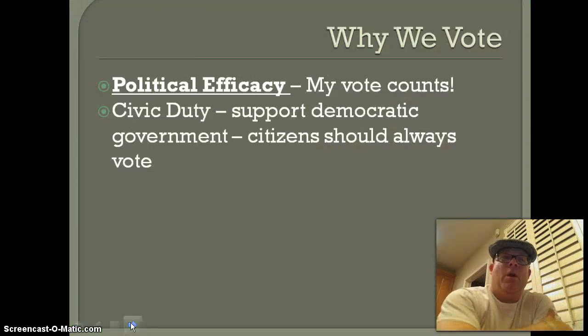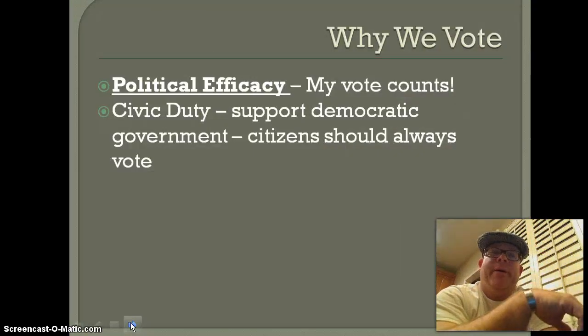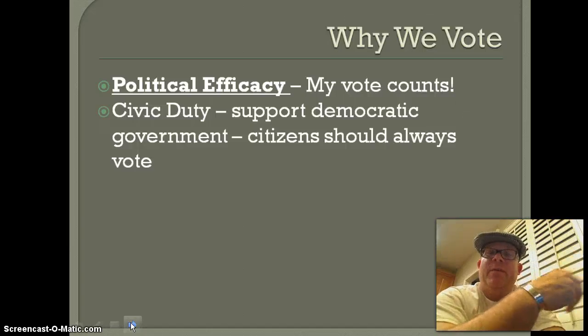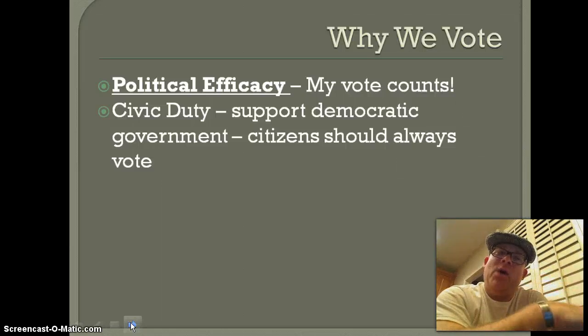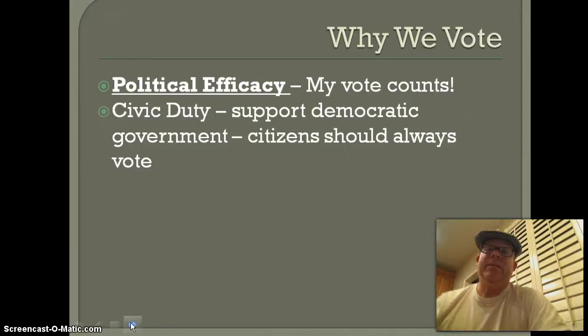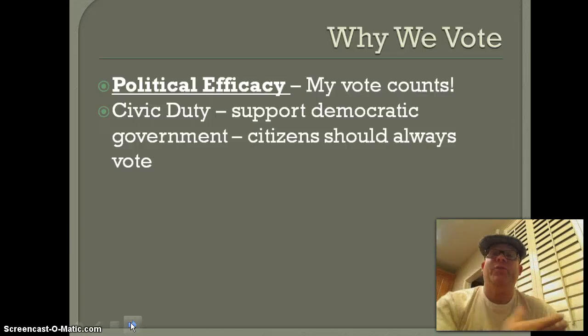All right, so political efficacy. Let's take a look and talk about why we vote. We vote for a couple different reasons, two major reasons. We have voter efficacy or political efficacy. If you have a high level of efficacy, you believe that your vote matters, that it counts. The other half of that is civic duty. We vote because we are citizens in a democracy, and in order to support that democratic government, citizens have a duty to always participate and vote. So those are the main driving forces on why we vote.